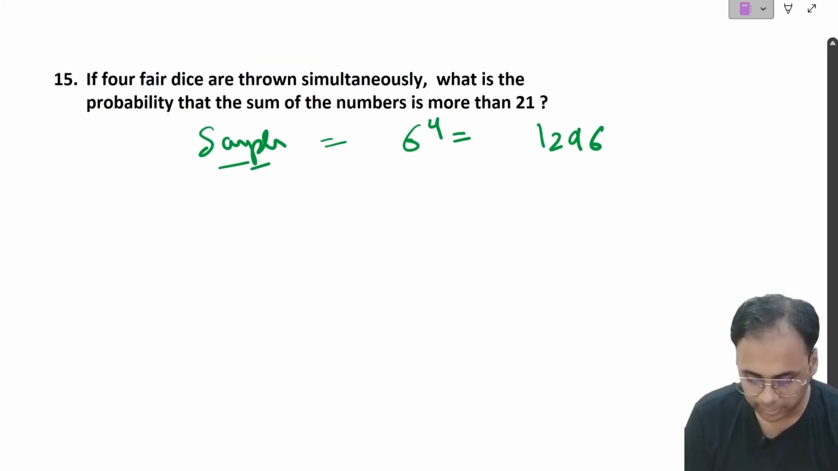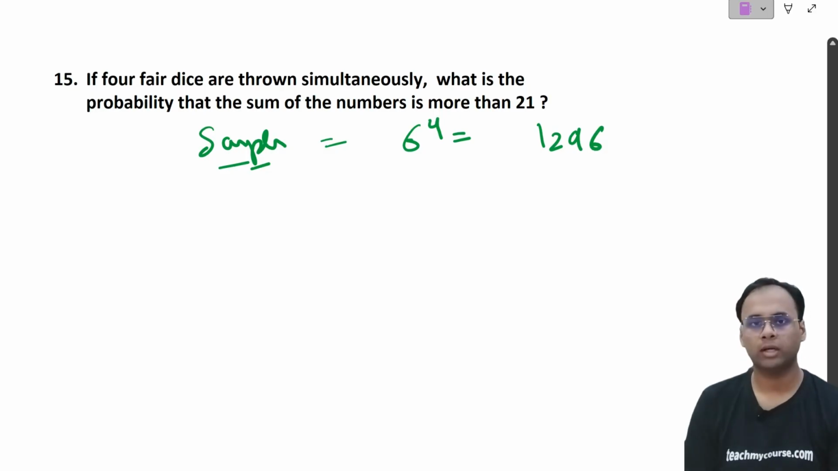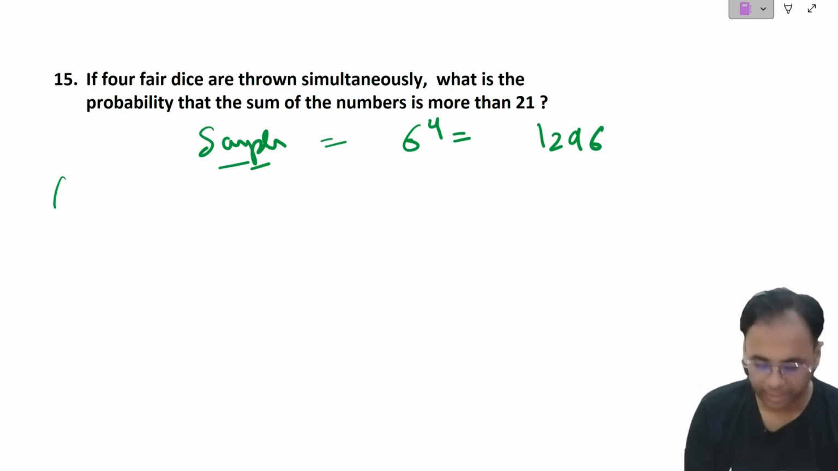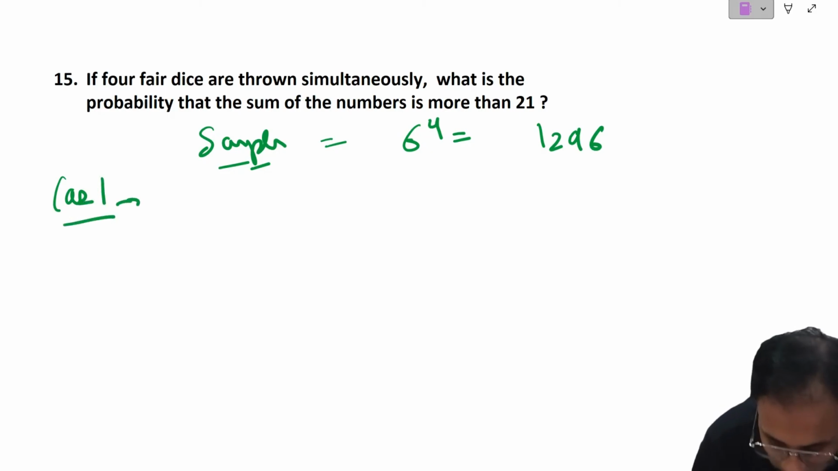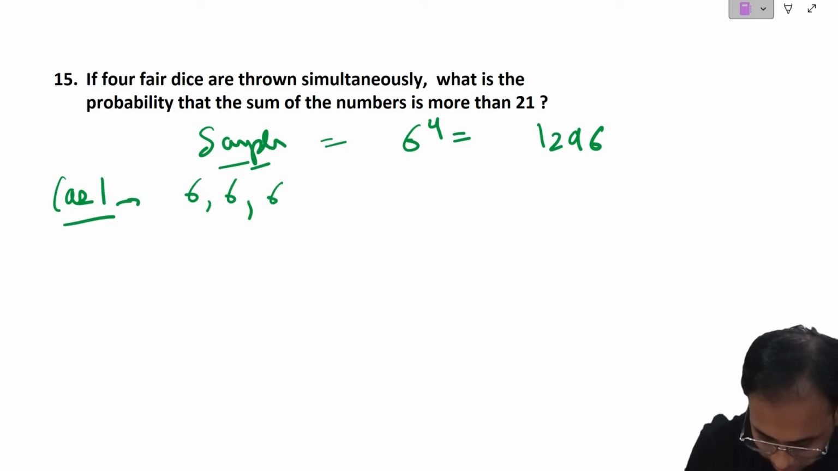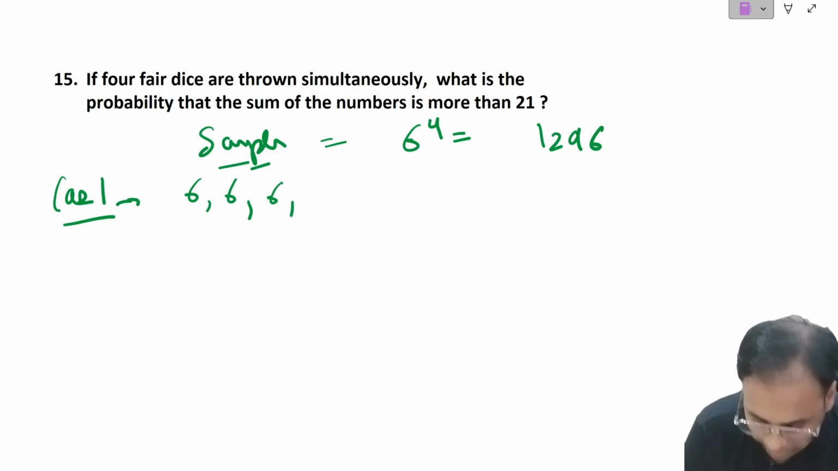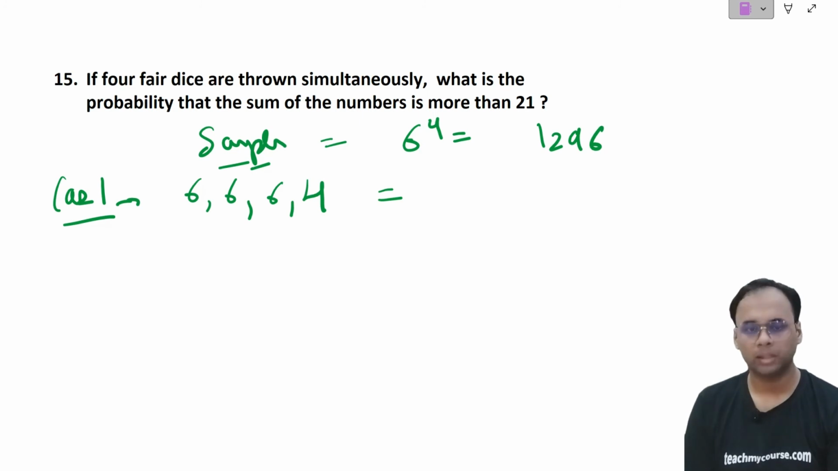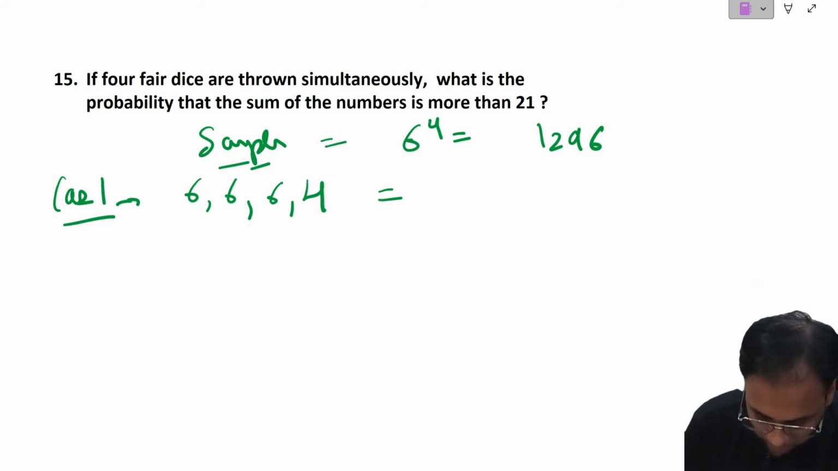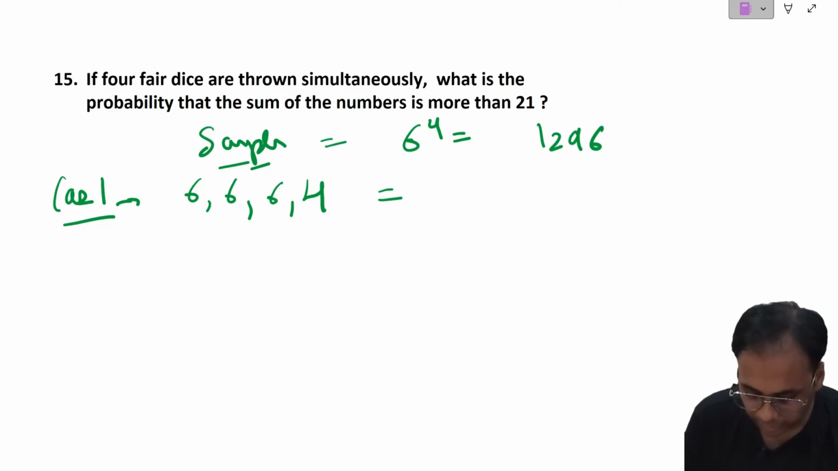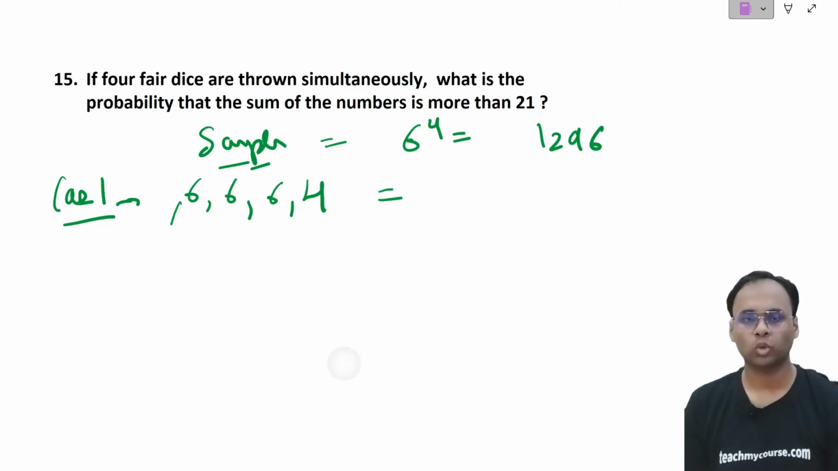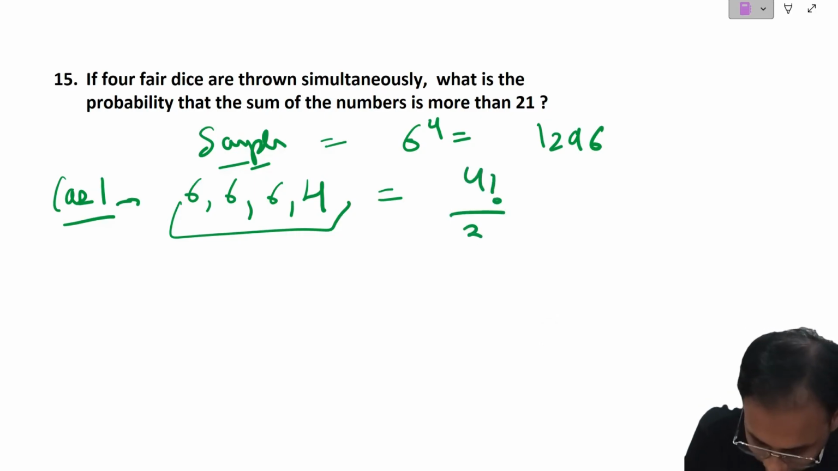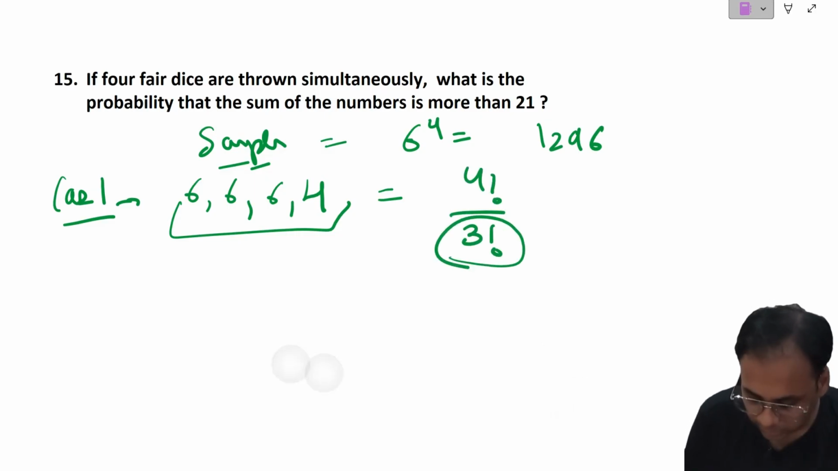So what is the probability that the sum of the numbers is more than 21? We have to see it by case. For case 1, what can be the possible scenarios? We get 6, 6, 6, and we can have 4 over here. So the total sum becomes 22 in that case. How many permutations are possible? These 6, 6, 6 and 4 can be in any sequence. Like 4 can come in the first place, 6 can come in the second place. So the number of permutations is factorial 4 upon factorial 3. Factorial 3 is in the denominator because there are 3 similar numbers.